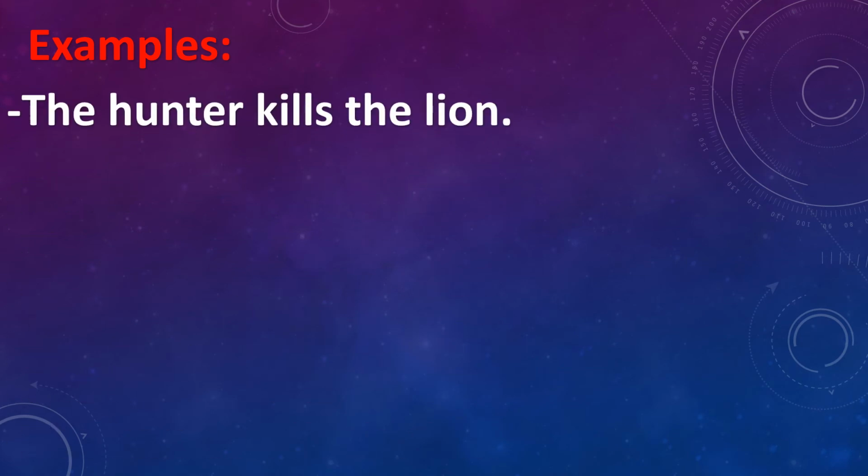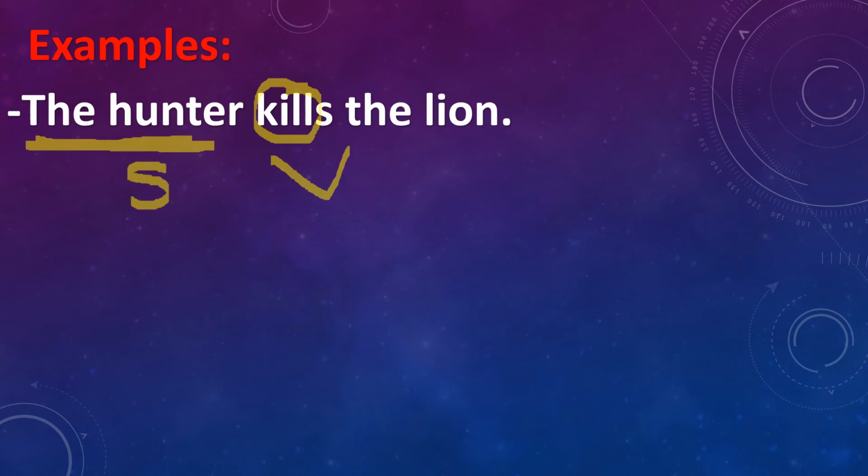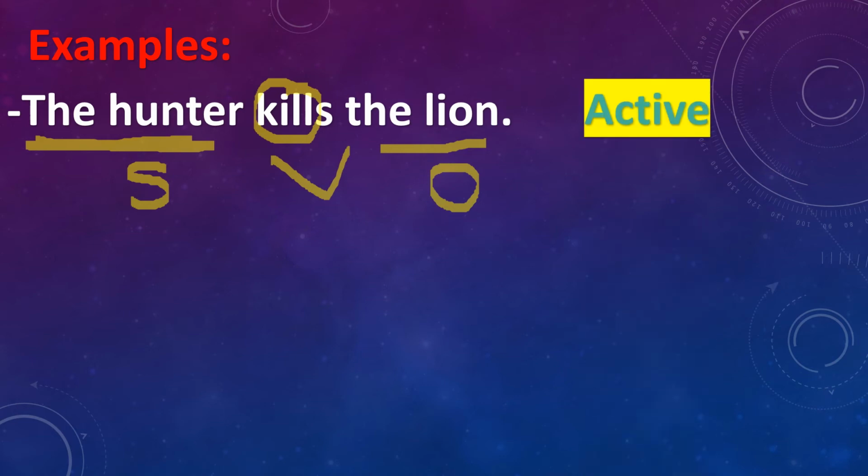Now let's see some examples. The first one, the hunter kills the lion. Okay, the hunter here is the subject, right? Is the doer of the action. We know the subject who kills the lion, the hunter. And after that we have kills. Kills here is the verb. And after that we have the lion. The lion here is the object. So we have SVO. So this is an active voice sentence.